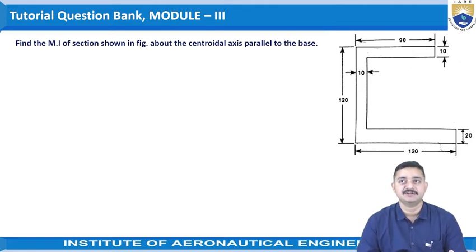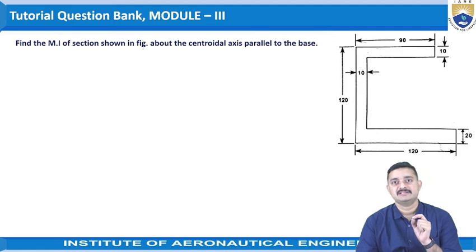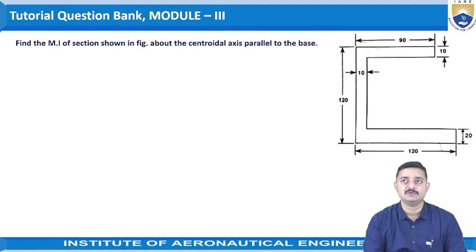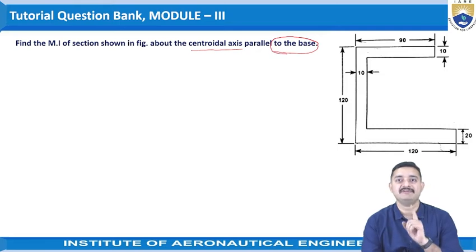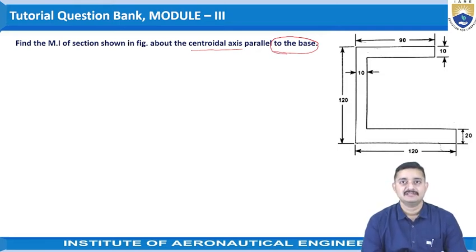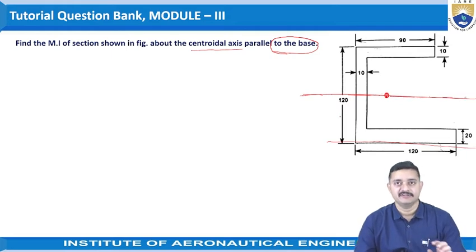We can identify the centroid of this C section, and the axis which passes through this centroid, we need to identify the moment of inertia. So here we need to understand another point that it has been asked to identify the moment of inertia with respect to the centroidal axis parallel to the base. So only one axis has been asked. So we can see the axis parallel to the base would be like an x-axis that is passing through the centroid. Let us say the centroid we have obtained somewhere here, and the axis that passes through this centroid, we need to identify the moment of inertia.